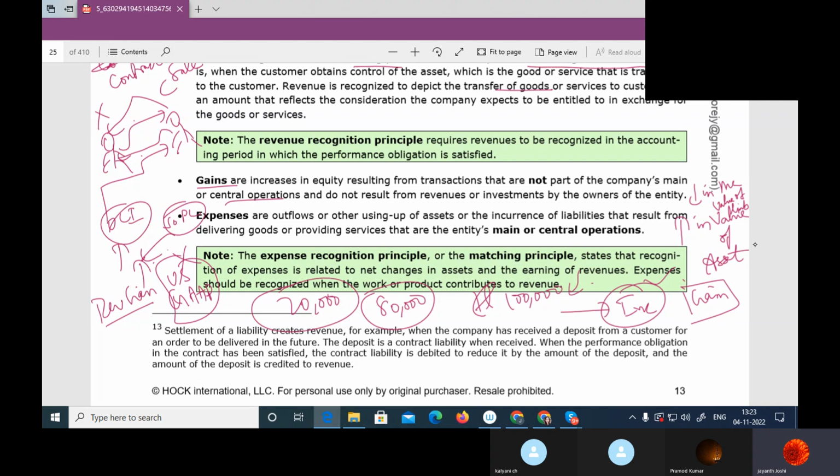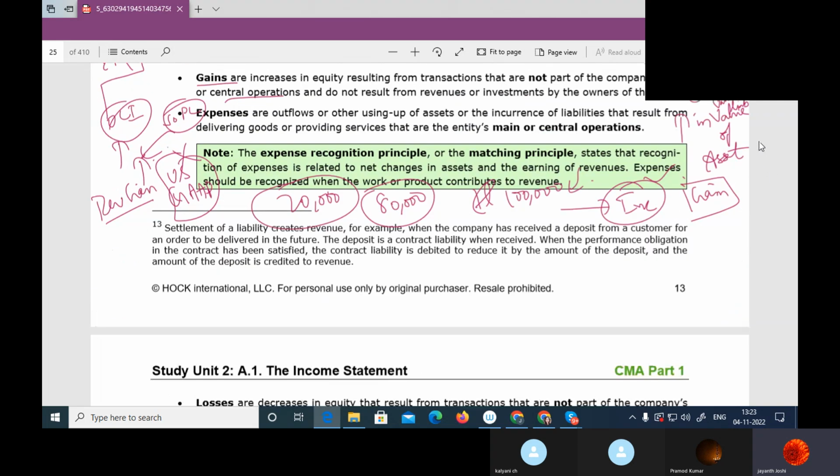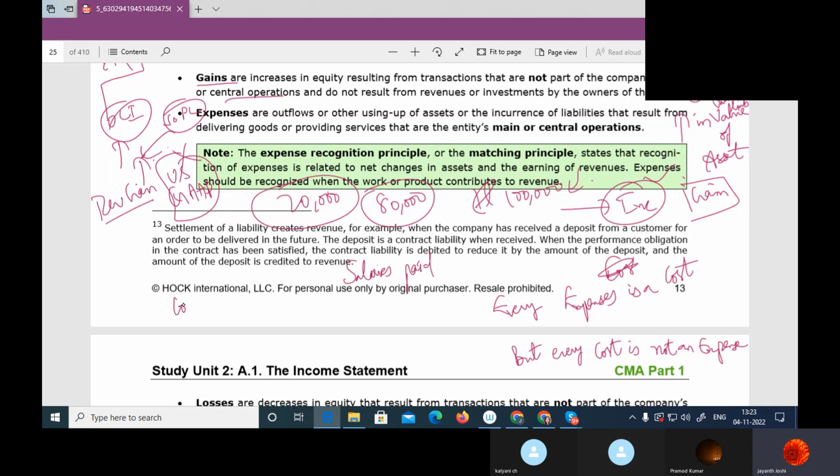See, I will tell you: every expense is a cost, but every cost is not an expense. What do you mean by this? Anyone, can you give me a clue? Salary is paid. Is salary paid a cost or an expense? Come on, tell me. Is it a cost or an expense?